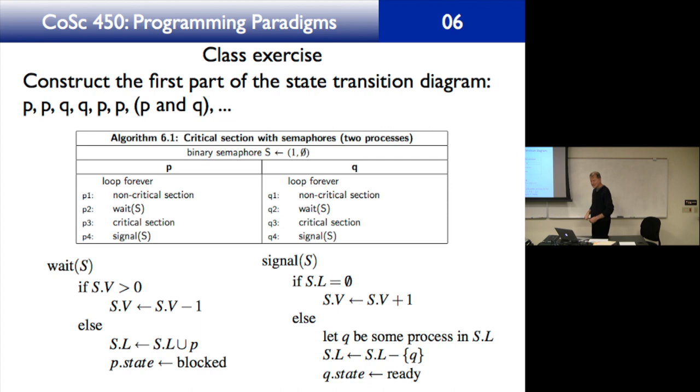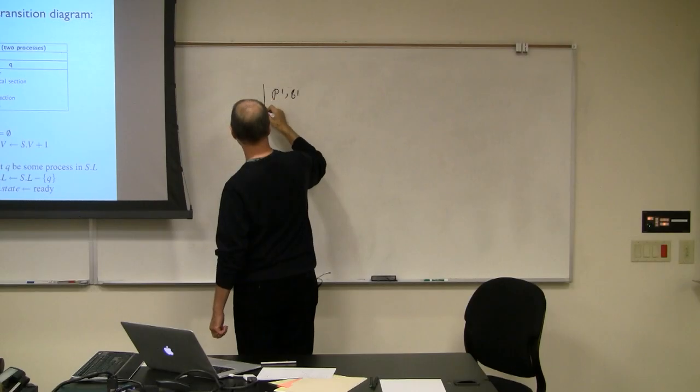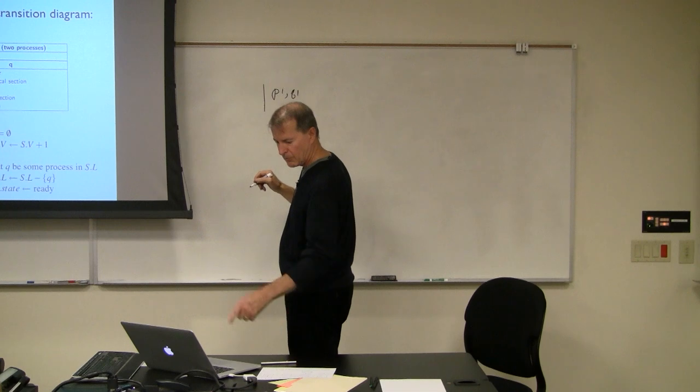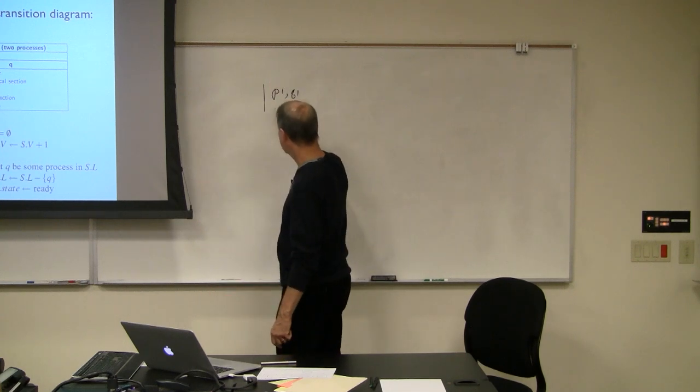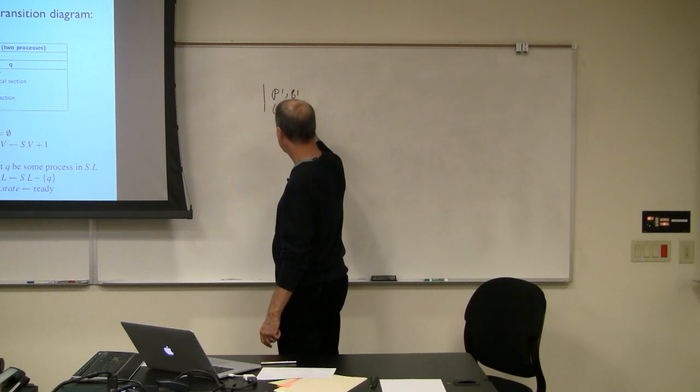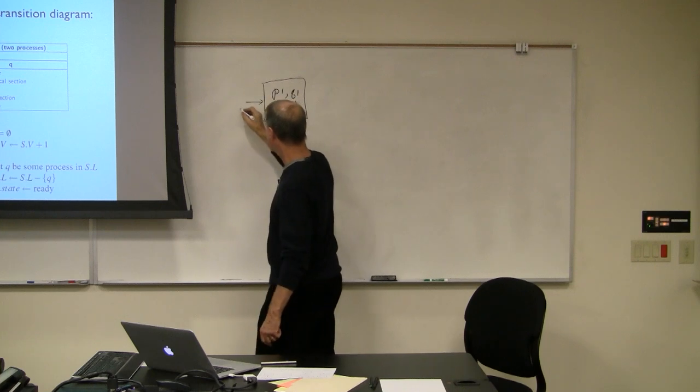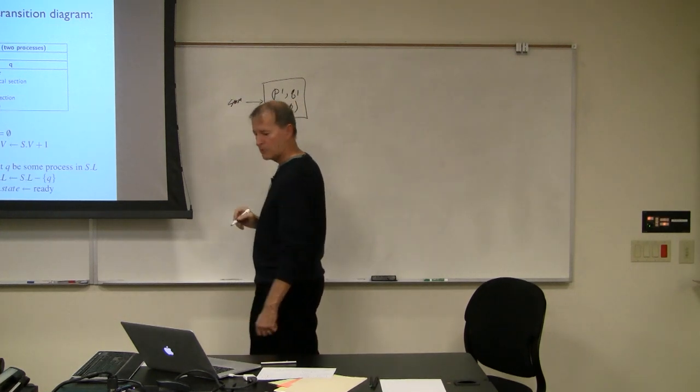Here, let's construct the first part of a state transition diagram. What's the initial state? P1, Q1, right? And the semaphore is initialized to what? One and the empty set. Okay, so now we're going to go around the room. So listen up. Here's the start, here's our start state. Are you with me?